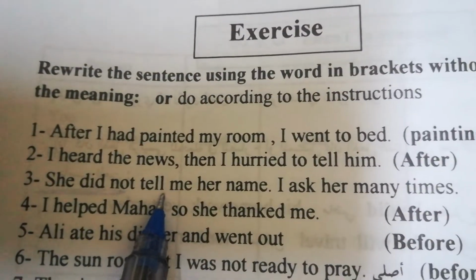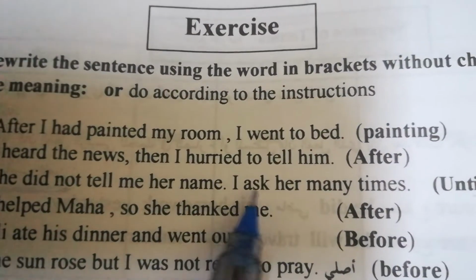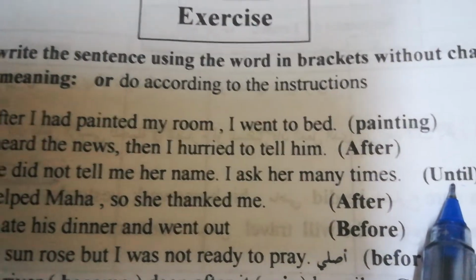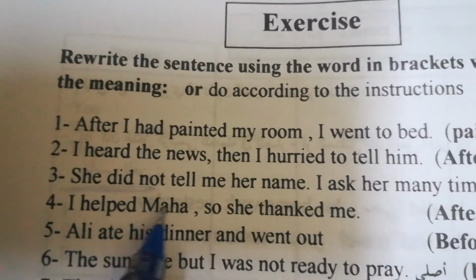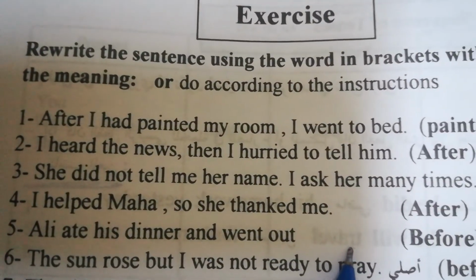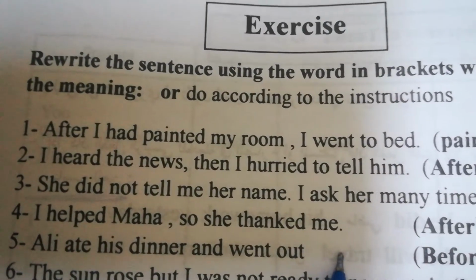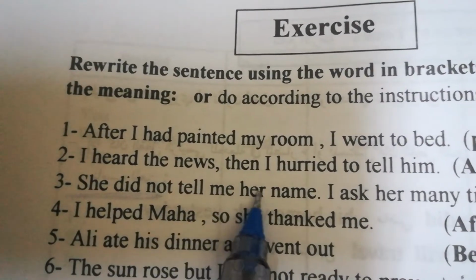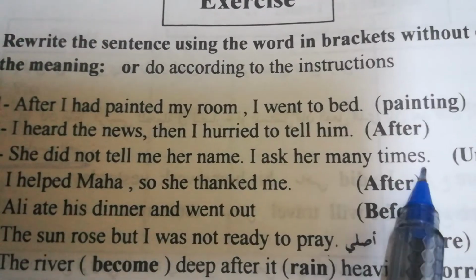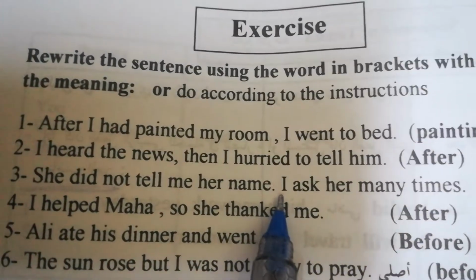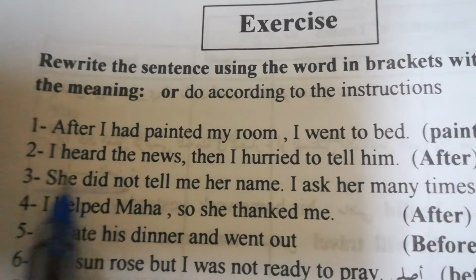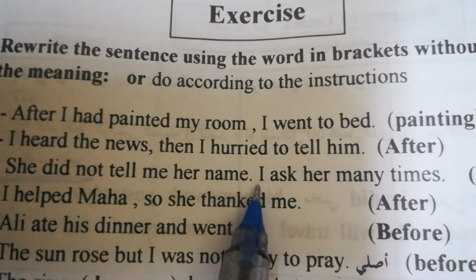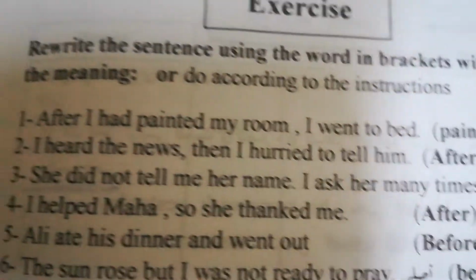Use until, number 3. She did not tell me her name. I asked her many times. Use until here. We should use until in the middle. She did not tell me her name until I asked her many times. Before it, we can use past simple negative, and after it I had asked her many times.